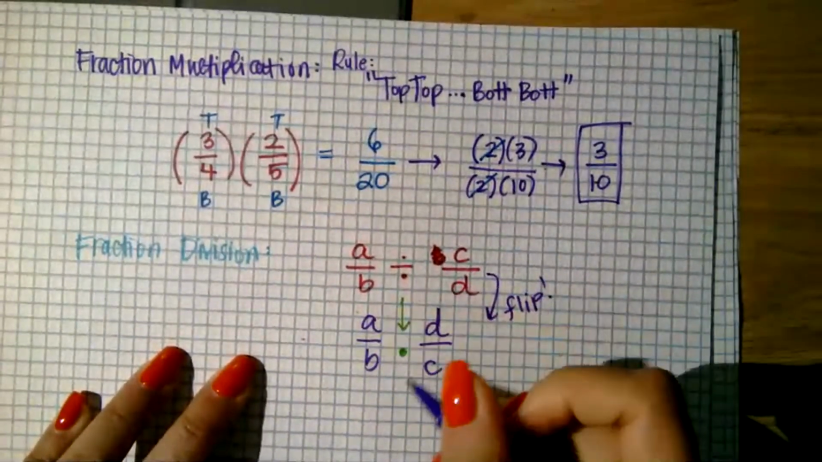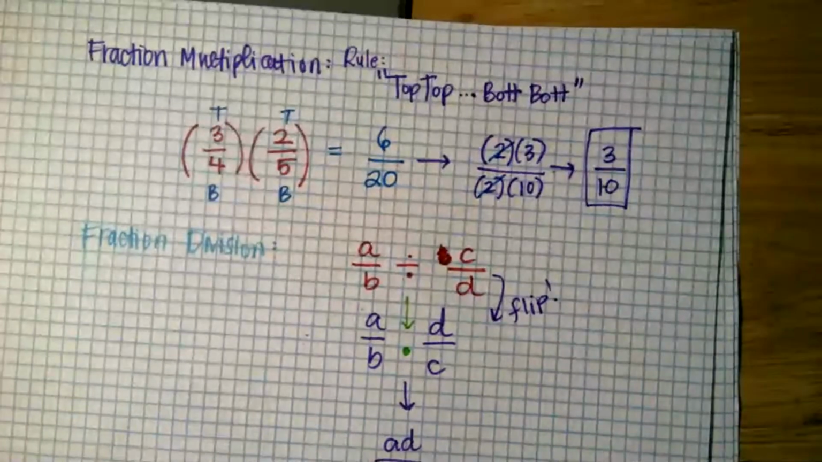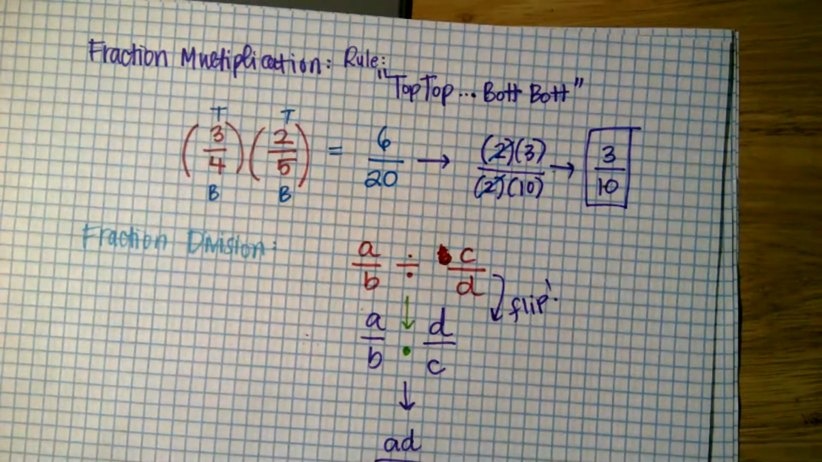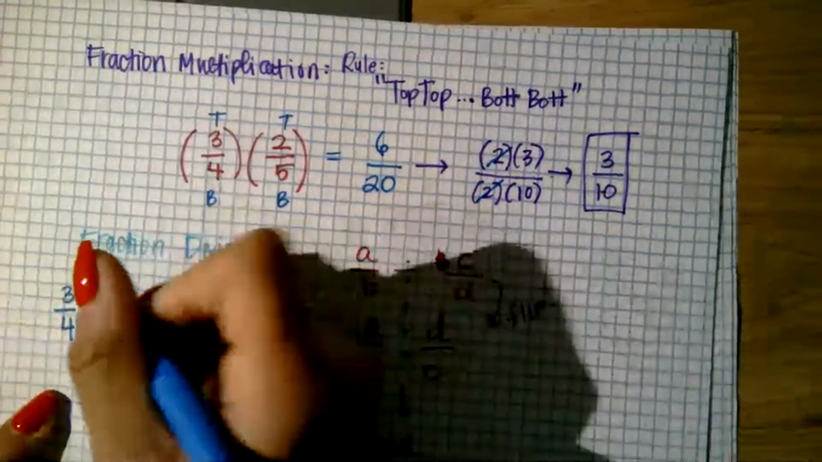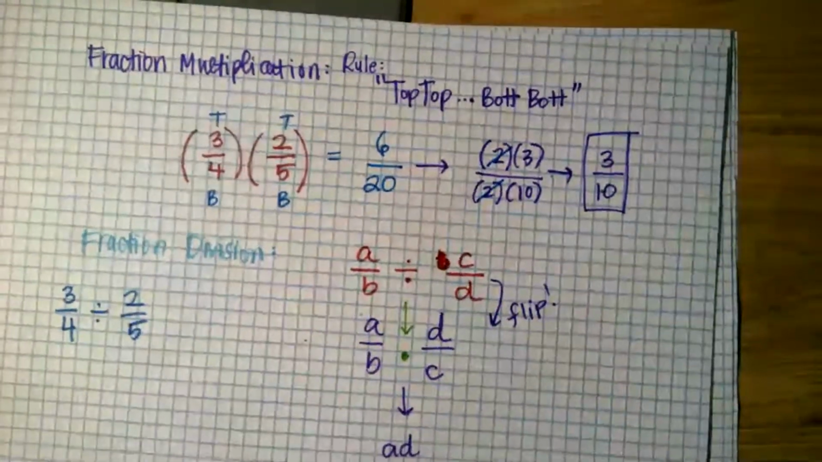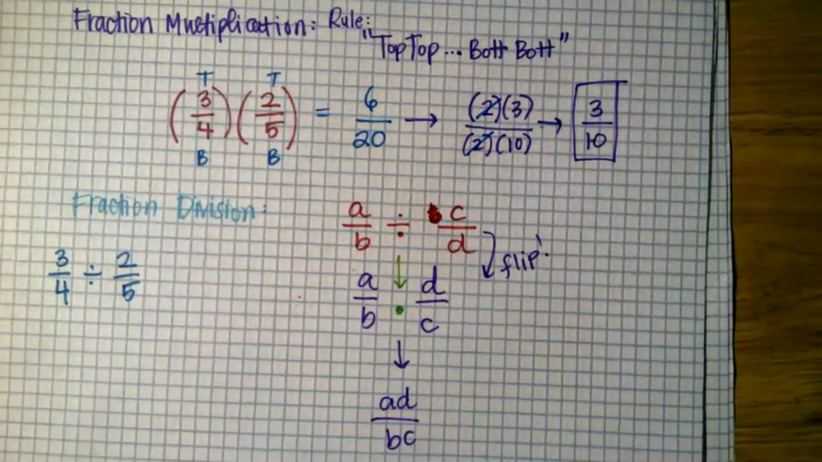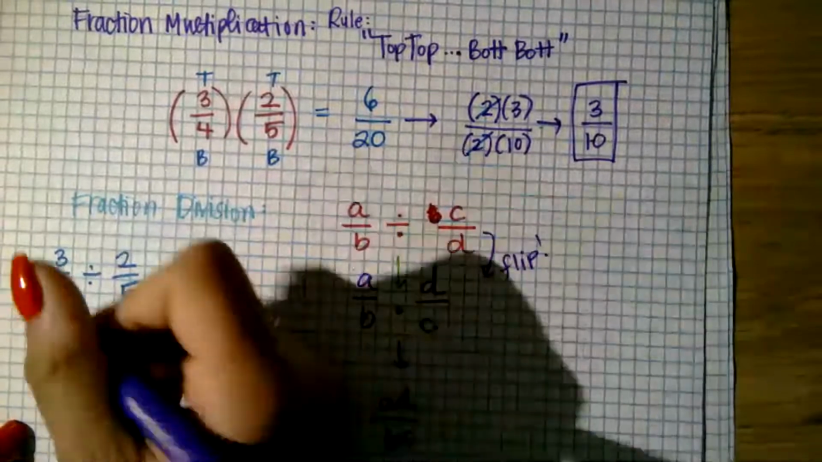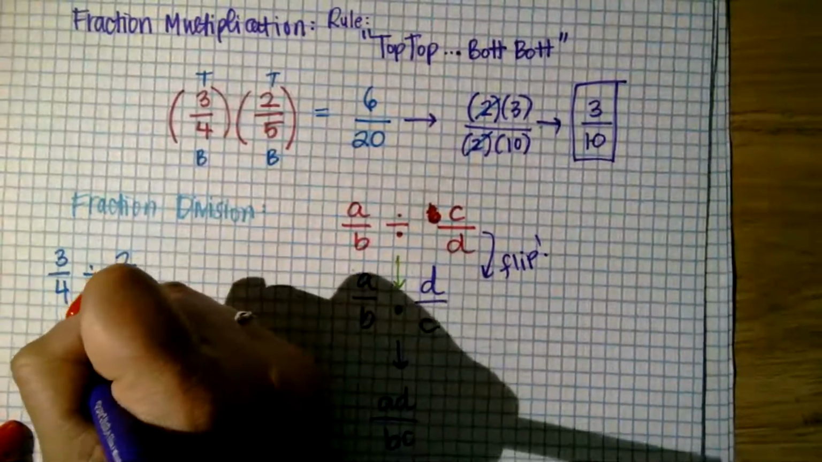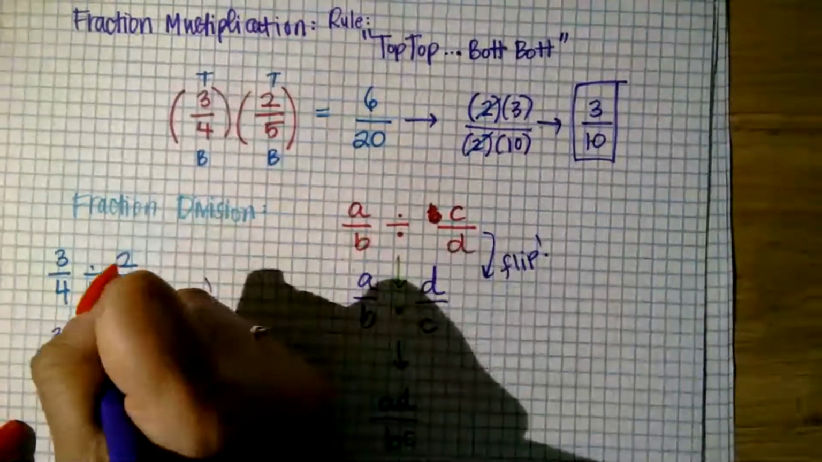And then I do top, top, bottom, bottom. So this will all now become that. So that's going to be the rule. Let's go ahead and do it with this one. So I have 3/4 divided by 2/5. Okay, so first thing I got to do is rewrite the first one. Doesn't change. Notice this one never changed. So, my division turns into multiplication, and this guy flips. So I now have 5/2.